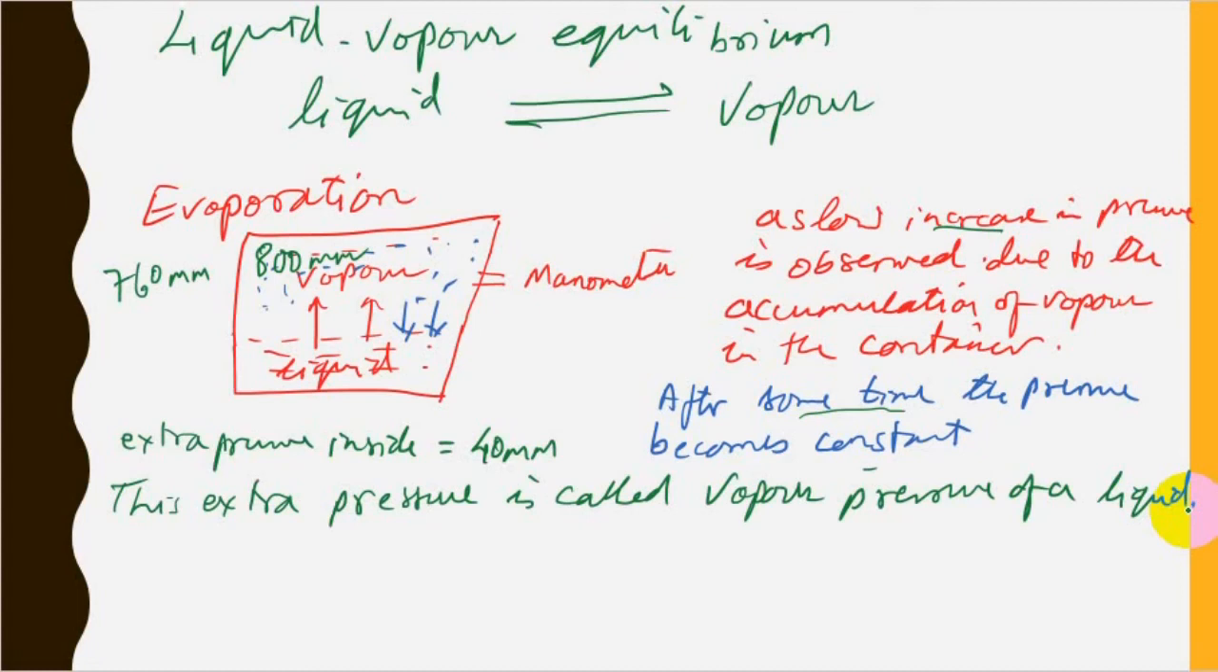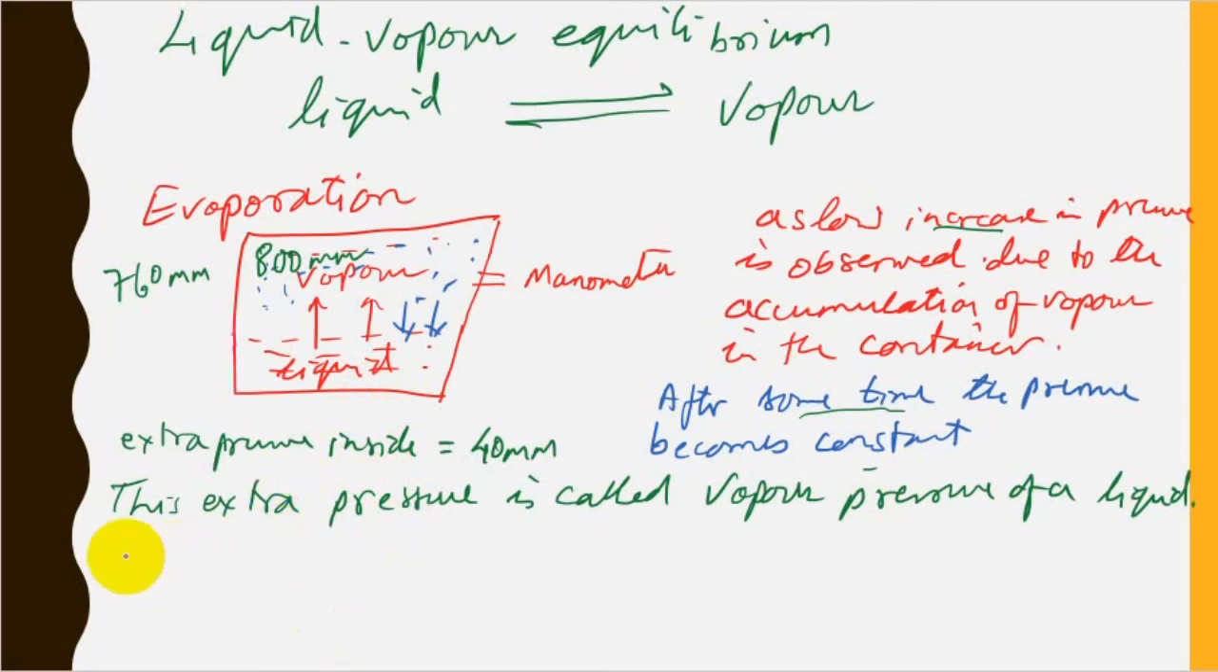But only when the liquid is confined and the liquid and vapors are in equilibrium. If they are not in equilibrium, then that is not vapor pressure. So first they have to come into equilibrium, and then whatever extra pressure is there, that extra pressure we'll call vapor pressure. Okay.